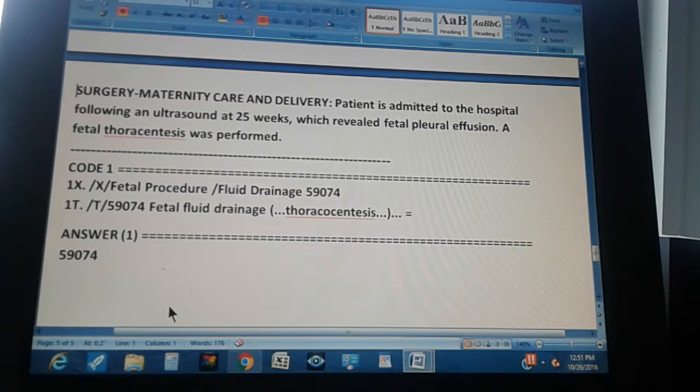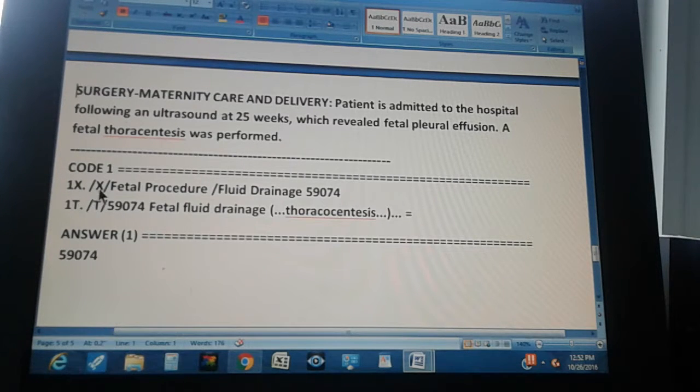The patient, which is the mother, is admitted to the hospital following an ultrasound at 25 weeks, which revealed a fetal pleural effusion. The baby, or the fetus, has a pleural effusion. A fetal thoracentesis was performed. It's the same thing that we saw in the video, but this is done to a baby that is still in the womb of the mother. So there's only one code, and it is found through the index like this.